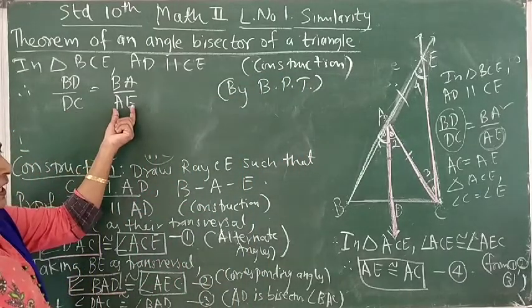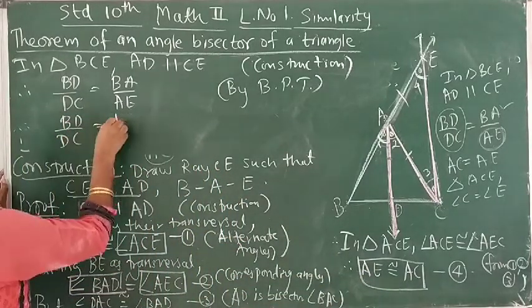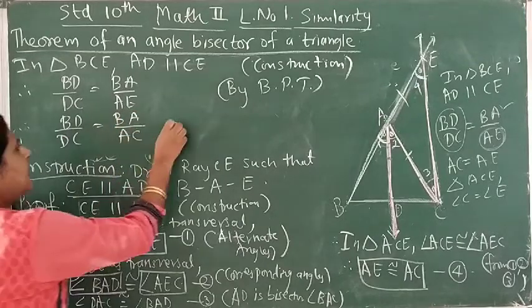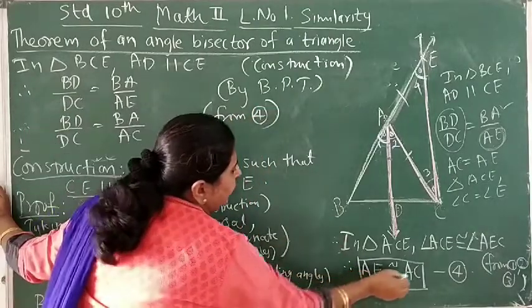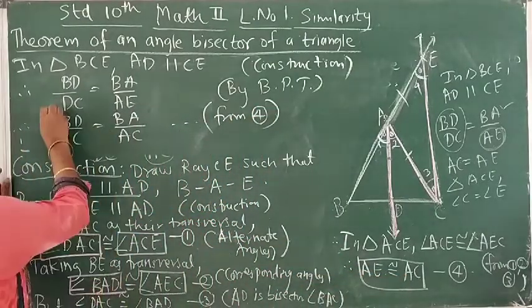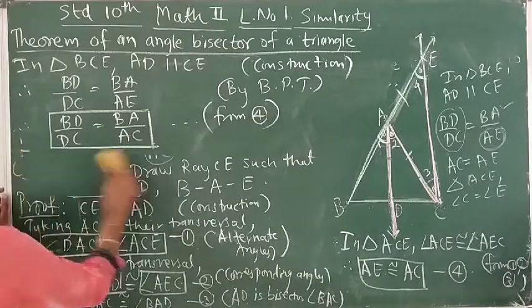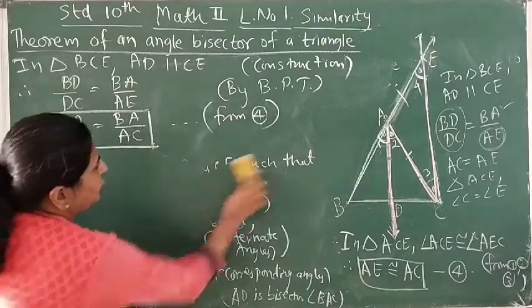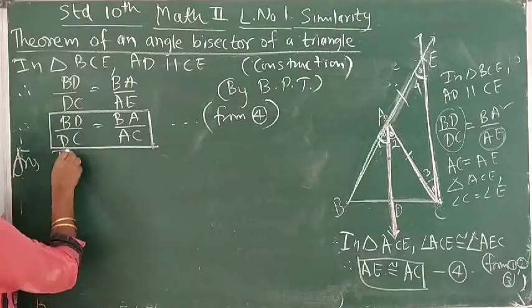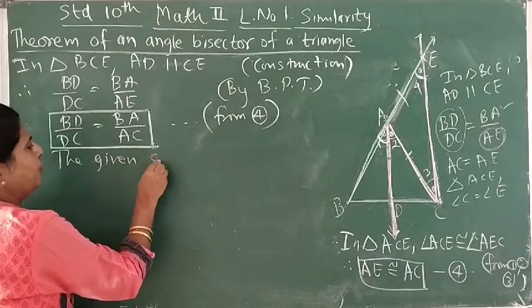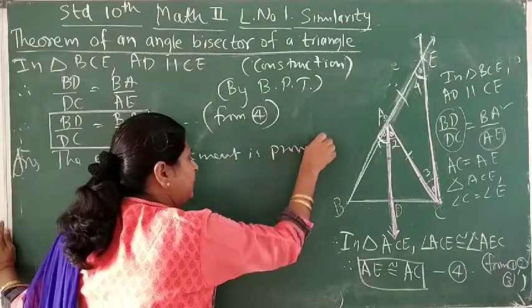And now we are going to replace this AE by AC. And therefore BD upon DC is equal to BA upon AC. This is going to be from 4, where we have written that AE and AC are equal. So this is the thing which we have to prove. So that means hence we can say our statement is proved. This was our to prove part, and then the answer can be hence the given statement is proved. So in this way we can prove this statement.